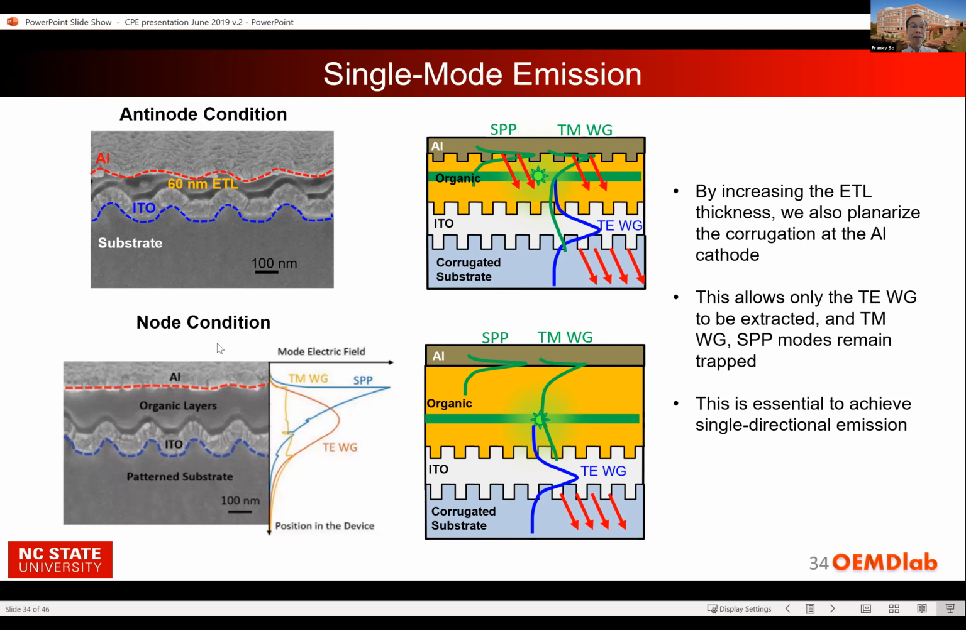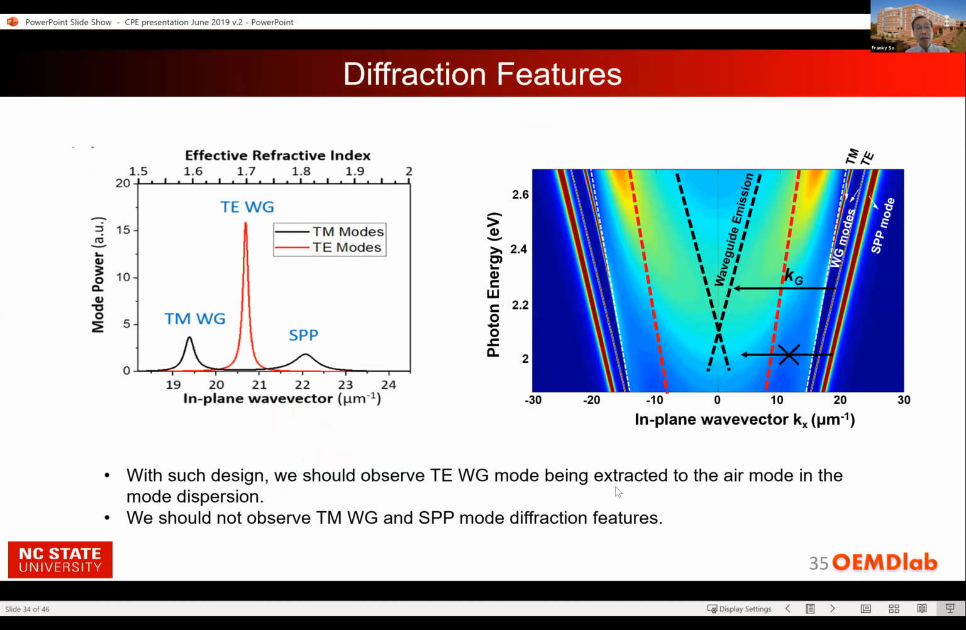On the other hand, when we make the device in the node condition, because now we are increasing the organic layer thickness, the SPP mode, because of the planarity at the aluminum interface, and the TM waveguide mode would not be diffracted. Okay, and as a result, we only see emission from the waveguide mode. And again, this is the mode profile, showing the TE waveguide mode, the TM waveguide mode, and the SPP mode. So with the grating, now we're able to extract the TE waveguide mode, but not the other modes present in the device.